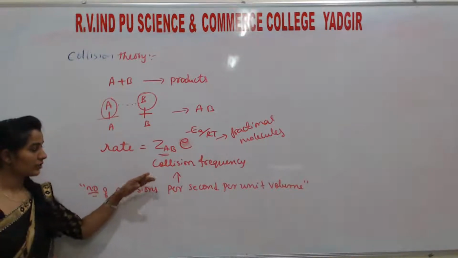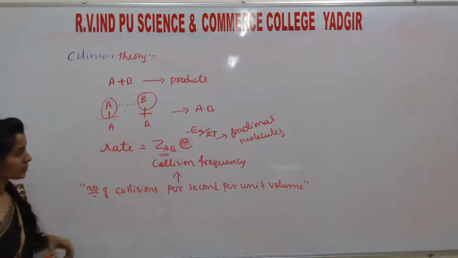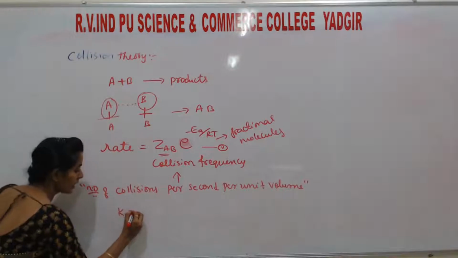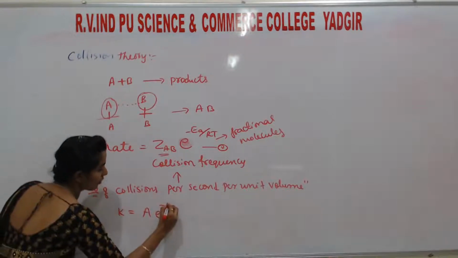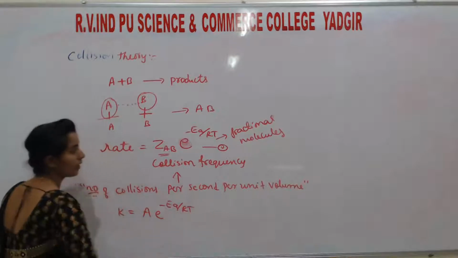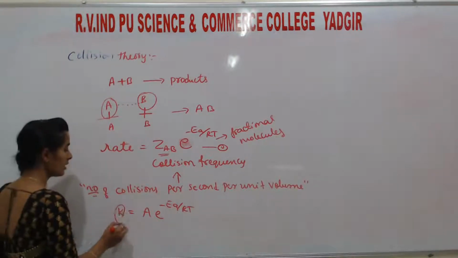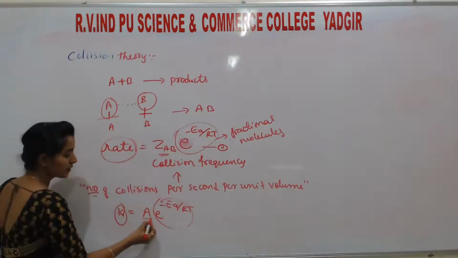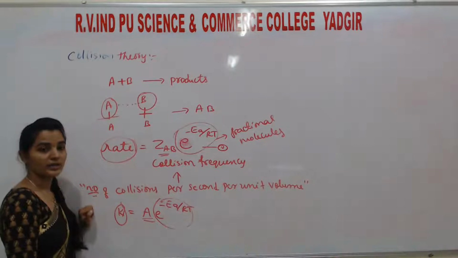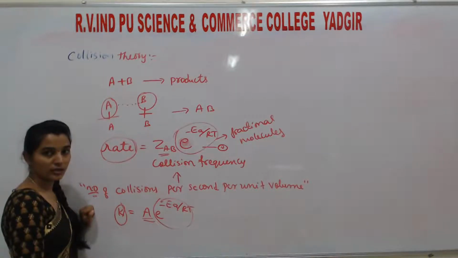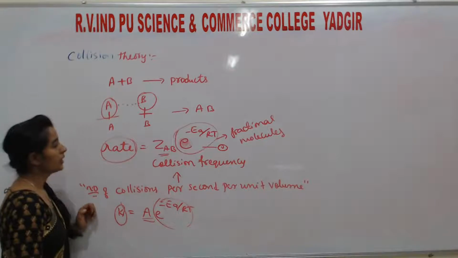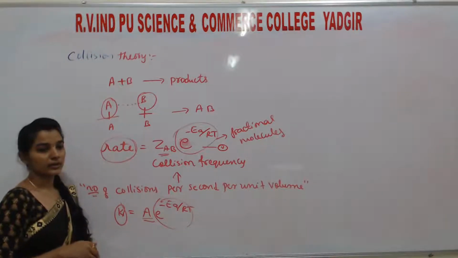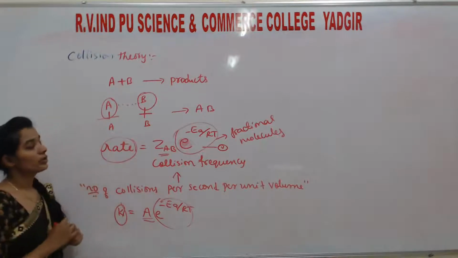Understand? So this collision frequency is constant. This equation 1 is compared with the equation k is equal to A e to the power of minus Ea divided by RT. Students, in both cases, these two remain the same. So the collision frequency is also equal to the Arrhenius constant. The collision frequency in the reactive species is equal to the Arrhenius constant. Okay, so this is all about the collision theory.